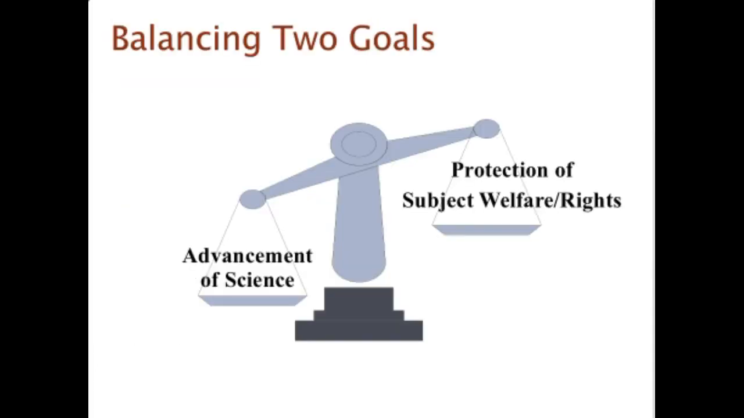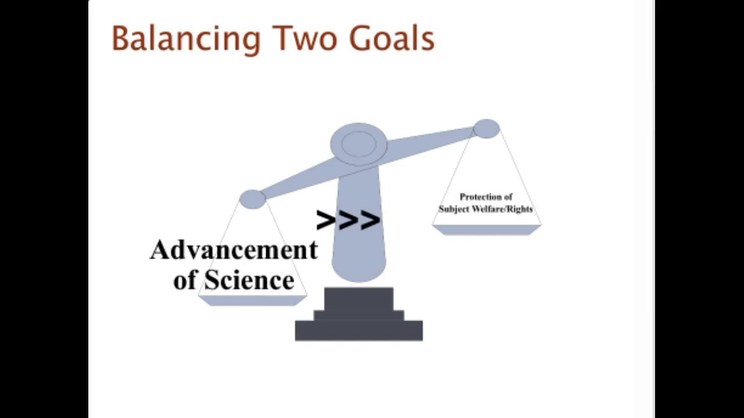The main issue with research ethics is that one needs to balance two goals: the advancement of science and the protection of the subject's welfare and rights. And not infrequently, unfortunately, the advancement of science has been overemphasized to the detriment of subjects' welfare and rights.